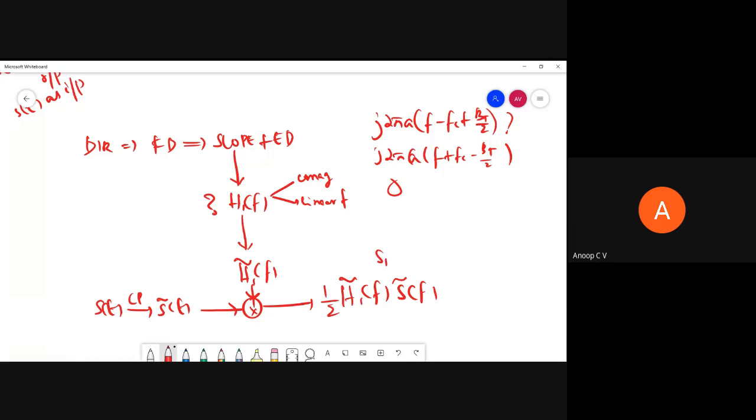This is equal to what? S1 tilde of f. This is what we have seen today. So in the next class, the remaining thing we'll explore. These are concepts you may not have encountered so far. That's why I took some time.